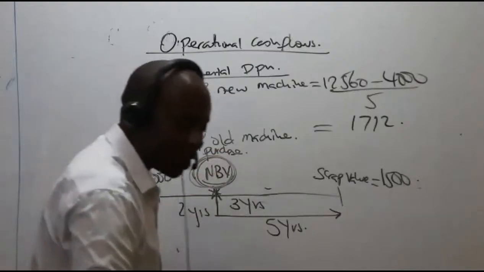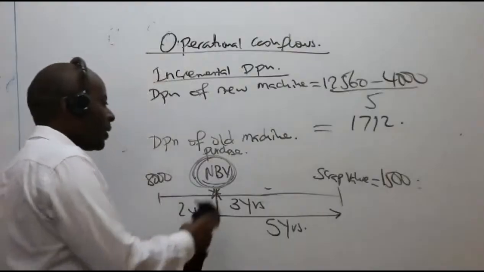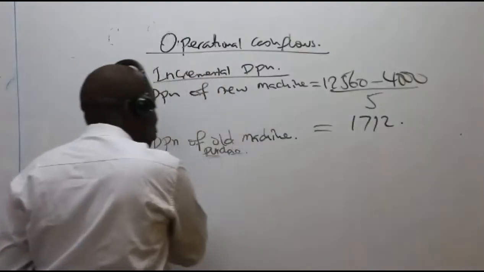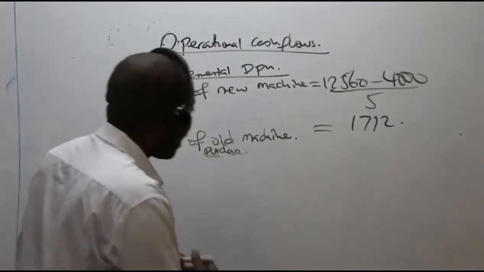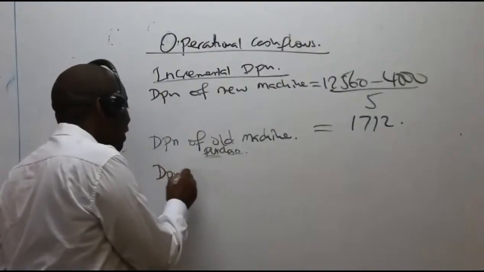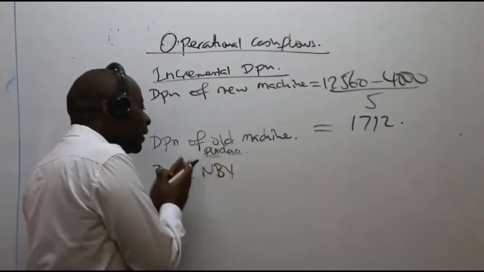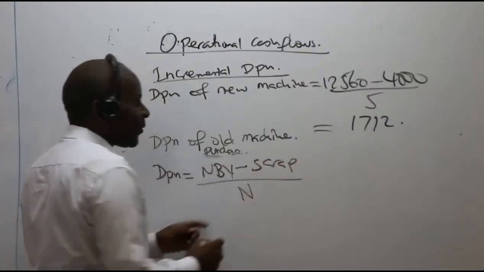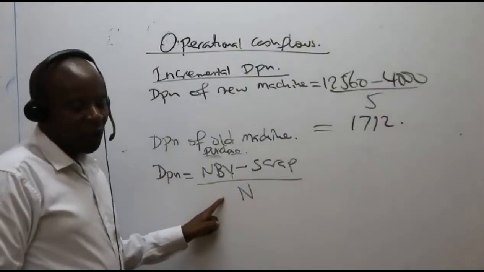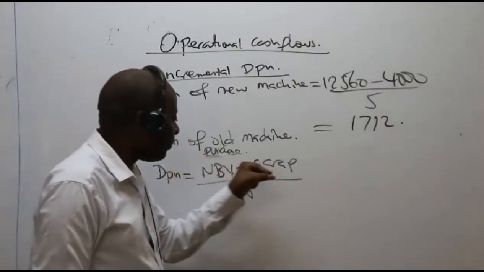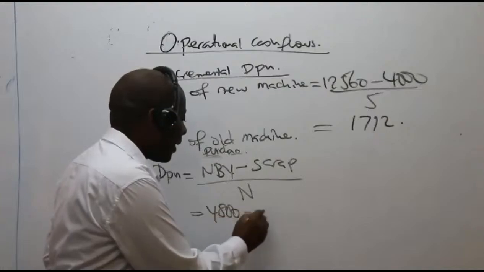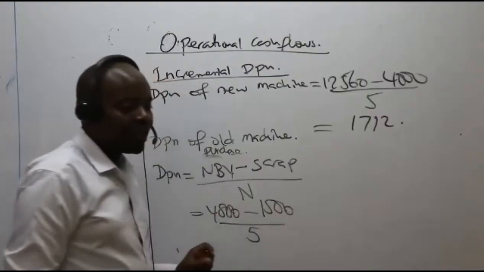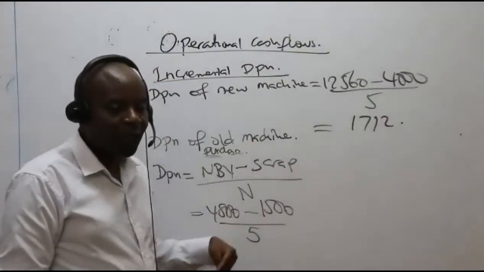And that is why in section 1, you are told that whenever there is a revaluation or a change of useful life, for you to get depreciation, take net book value as at the time of revaluation minus the scrap, all over n. So net book value as at the time of changing the period is 4,800 minus the scrap, which is 1,500, all over n, which is what year? 5 years from today, moving forward.